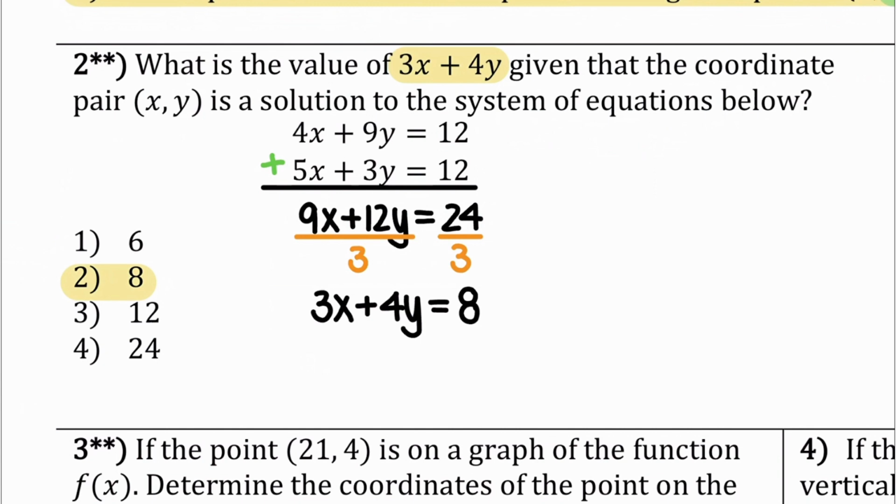We always have to keep in mind the goal of the problem, and we want to think to ourselves, what can we do to manipulate the problem in front of us to get that conclusion of 3x plus 4y?